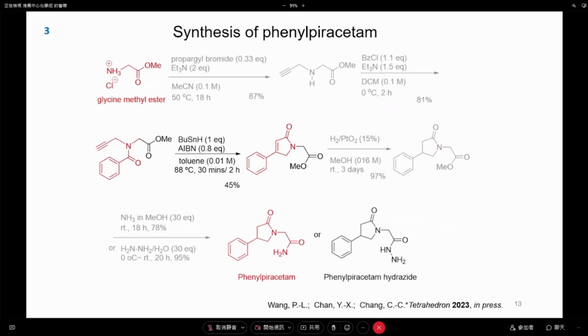And I start with the glycine methyl ester. This is the key step under the radical condition. We can close the ring to construct this molecule. And upon hydrogenolysis, we can prepare this phenyl piracetam in 5 steps.